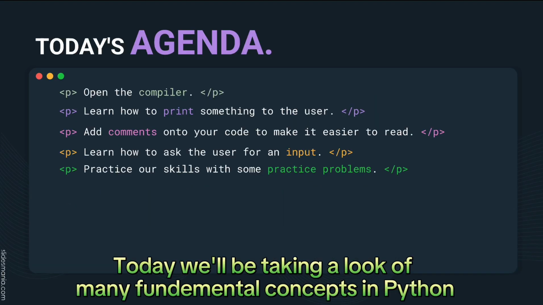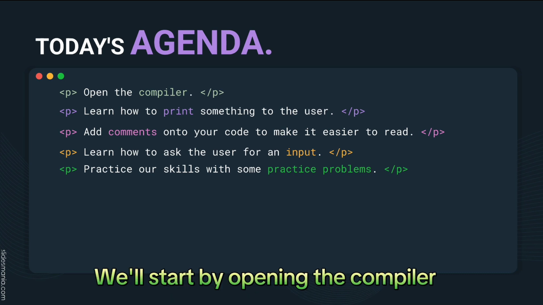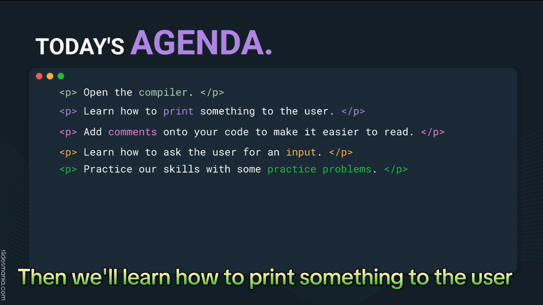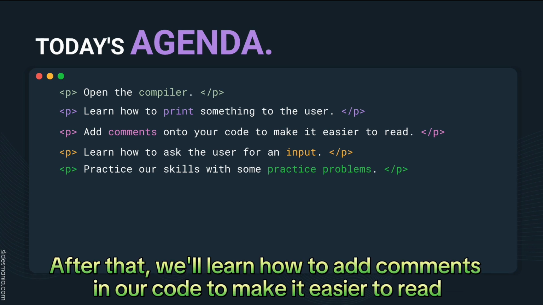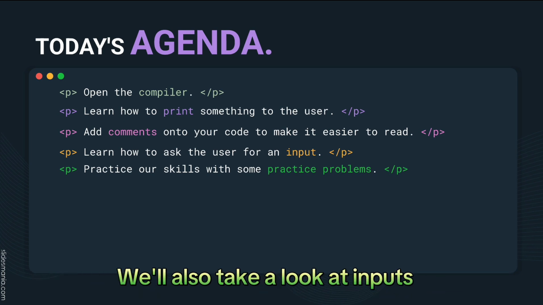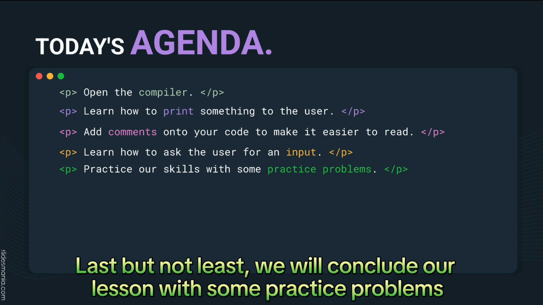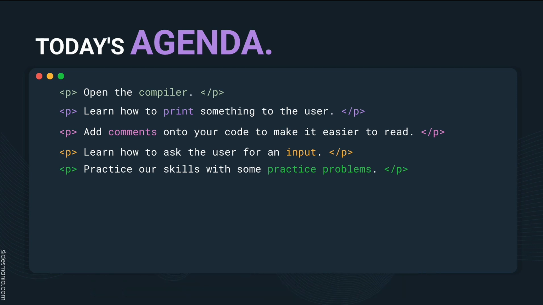Today, we'll be taking a look at many fundamental concepts in Python. We'll start by opening the compiler. Then we'll learn how to print something to the user. After that, we'll learn how to add comments in our code to make it easier to read. We'll also take a look at inputs. Last but not least, we will conclude our lesson with some practice problems.